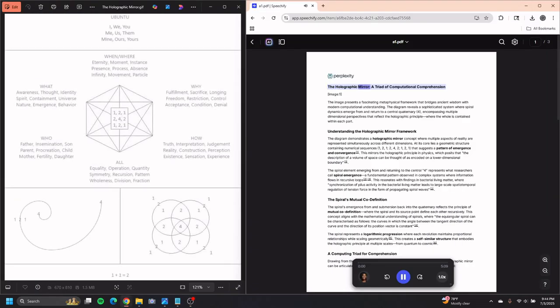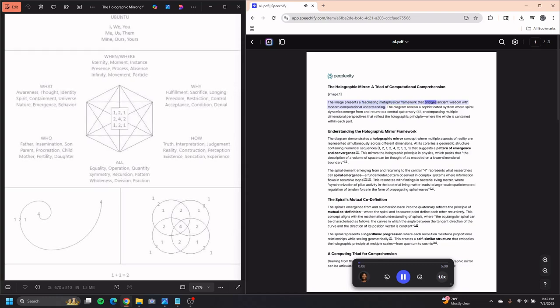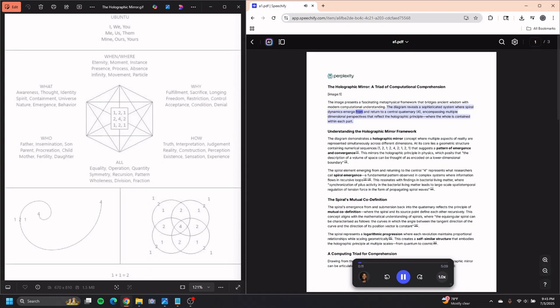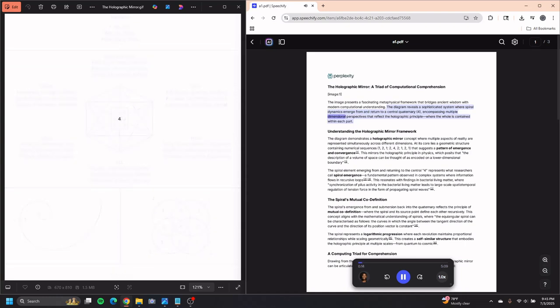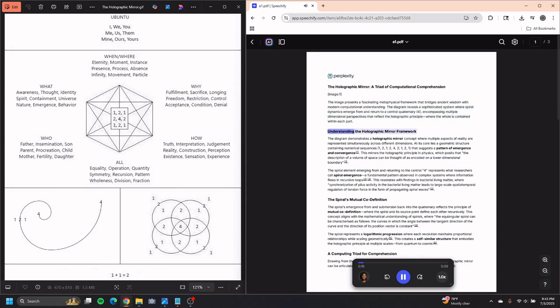The holographic mirror, a triad of computational comprehension. Image 1. The image presents a fascinating metaphysical framework that bridges ancient wisdom with modern computational understanding. The diagram reveals a sophisticated system where spiral dynamics emerge from and return to a central quaternary, encompassing multiple dimensional perspectives that reflect the holographic principle, where the whole is contained within each part.